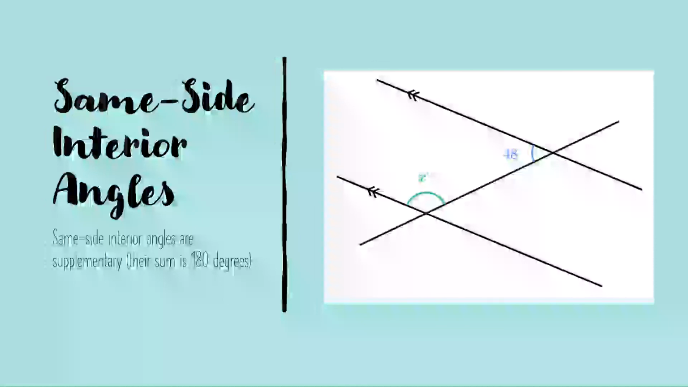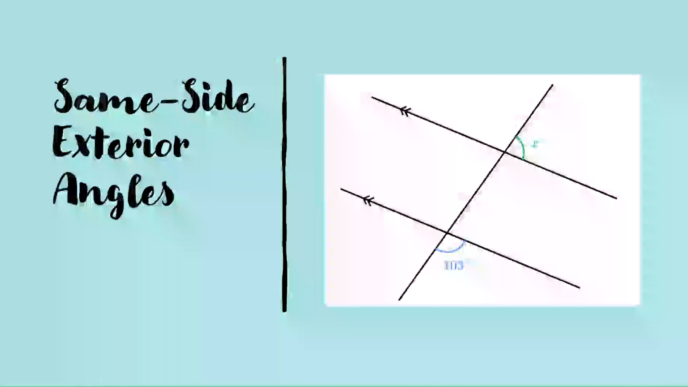We could rewrite that by subtracting 48 from both sides. And so therefore we would have X equals 180 minus 48, which is 132 degrees. And double check, 132 plus 48 does equal 180. They're supplementary.